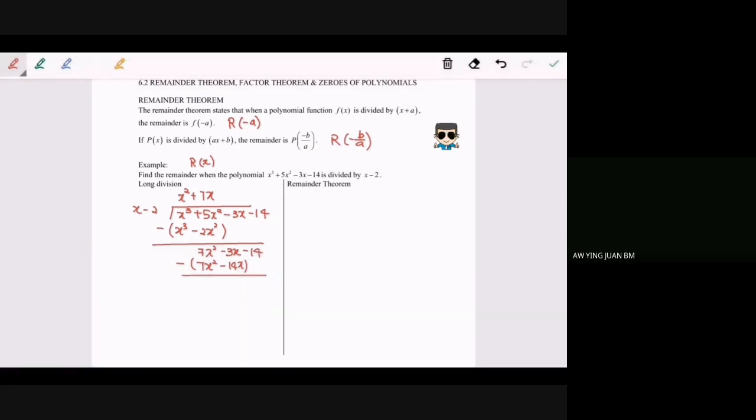Kemudian ini kita continue, which is 11x minus 14. So finally we're going to cancelling the 11x, so by multiply 11. So 11x minus 22. So now we have our product, which is equals to 8. So in here, the remainder is 8. So I will write my answer, R(2) is equals to 8. That is the first method by using the long division.